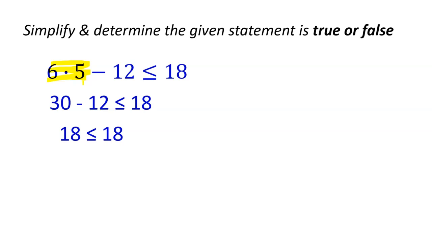One or the other has to be true. Either 18 is less than 18 or 18 equals 18. In this case, they both are the same. Therefore, the statement will be true.